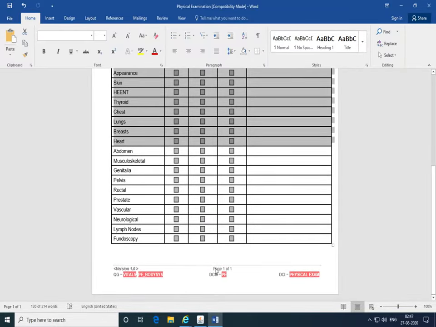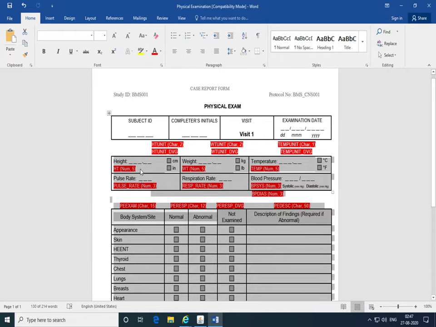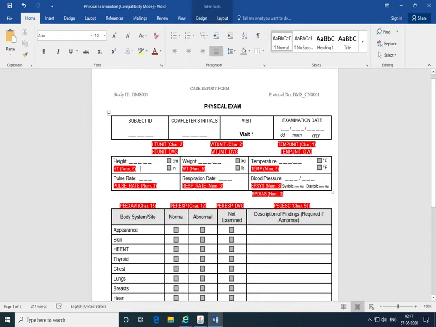The DCM is further broken down into smaller objects called question groups. Question groups are essentially a group of questions that are collected together within a clinical study. Here, the DCM, or the body of the case report form, is broken down into two major question groups that have borders around them. The first question group is used to collect the height, weight, temperature, etc. of the subject. In other words, it's used to collect the vitals of the subject.